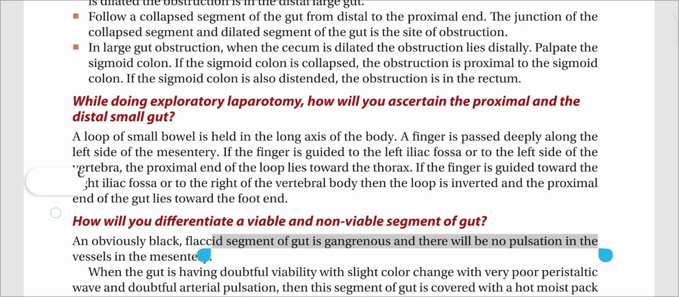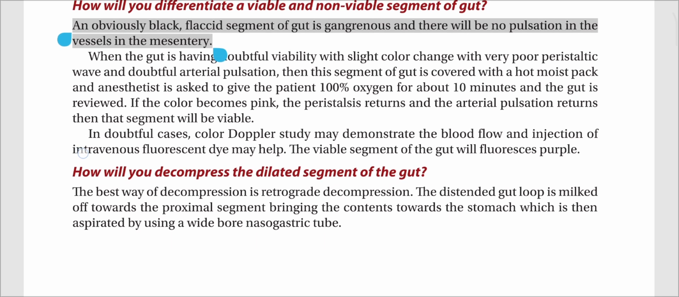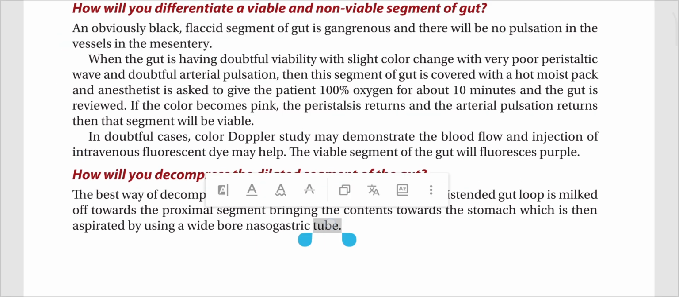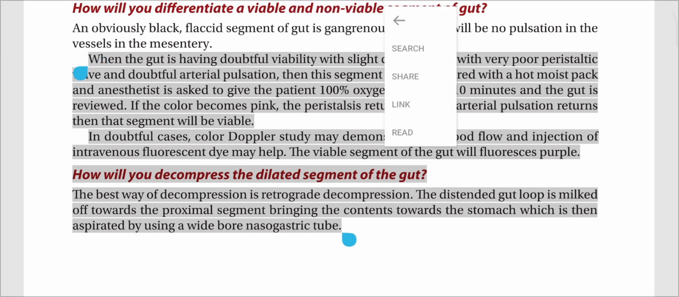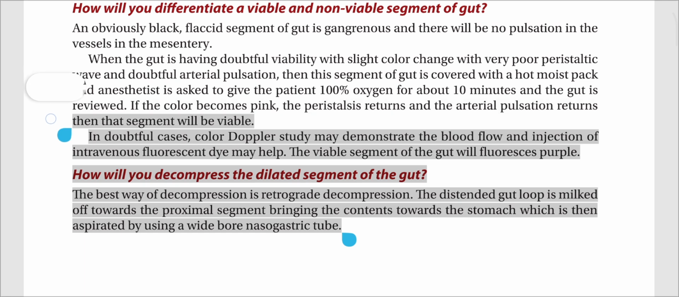How will you differentiate a viable and non-viable segment of gut? An obviously black, flaccid segment of gut is gangrenous and there will be no pulsation in the vessels in the mesentery. When the gut has doubtful viability with slight color change, very poor peristaltic wave and doubtful arterial pulsation, the segment of gut is covered with a hot moist pack and the anesthetist is asked to give the patient 100% oxygen for about 10 minutes and the gut is reviewed. If the color becomes pink, the peristalsis returns and the arterial pulsation returns, then that segment will be viable.